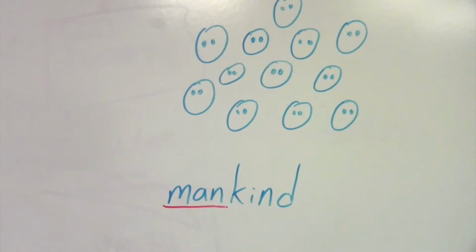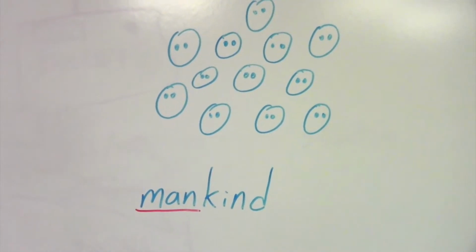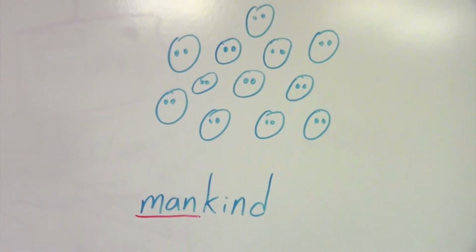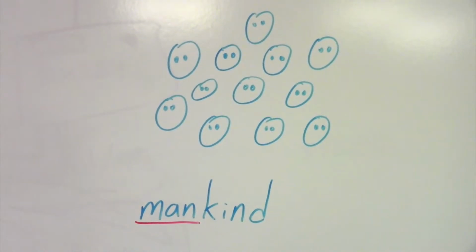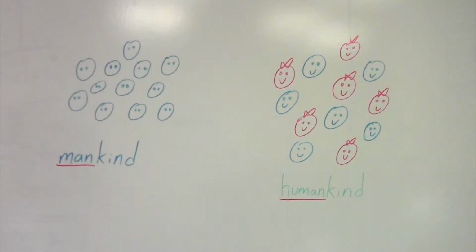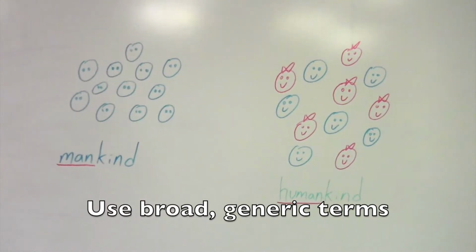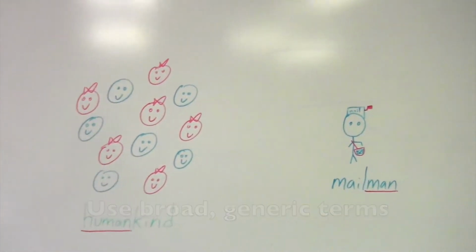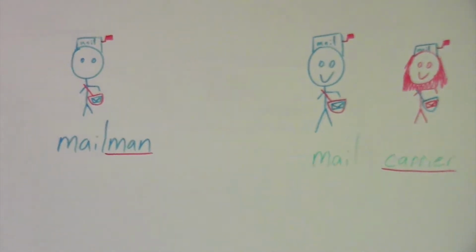Many common phrases in English are masculine in nature. Instead of using exclusively male phrases, try using a more generic term. For example, instead of saying mankind, you can say people or humankind. Instead of saying male man, you can say male carrier.